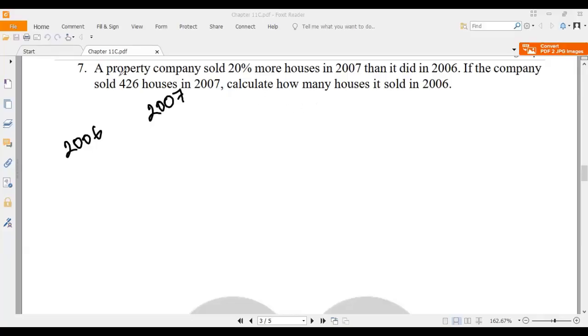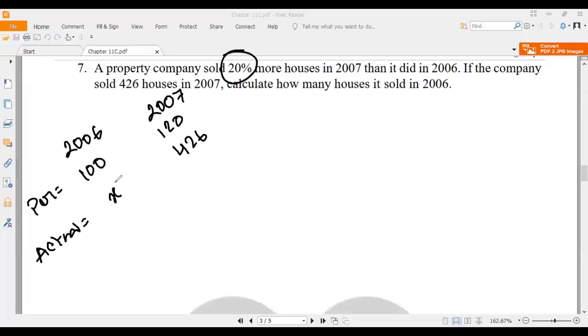The question says a property company sold 20% more houses in 2007 than it did in 2006. That means if in 2006 the company sold 100 houses, in 2007 it will sell 120 houses because of 20% more. The company sold 426 houses in 2007, so this is the percentage value. That is the actual. Then the question says calculate how many houses were sold in 2006. Now we need to find X.